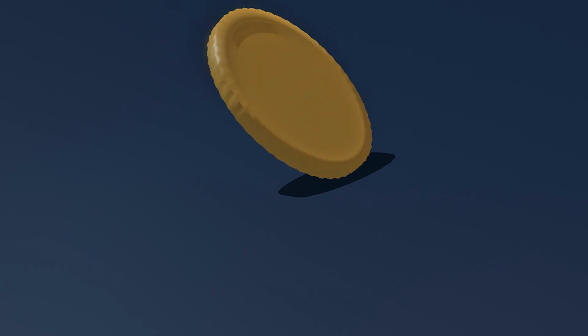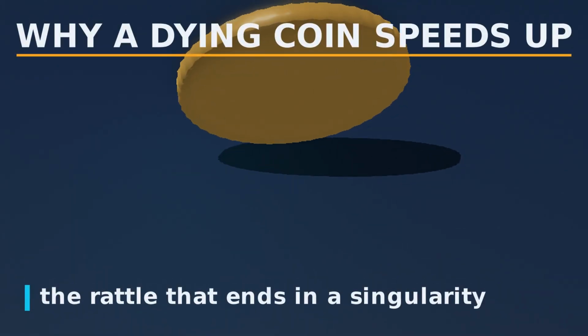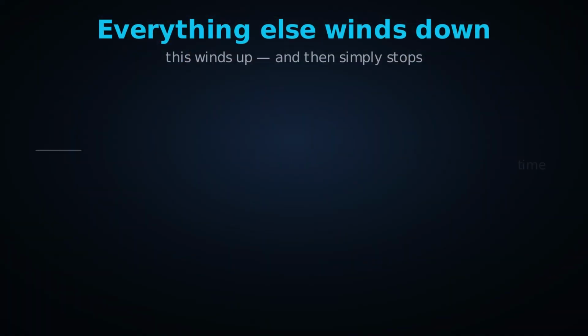Spin a coin on a table. Near the end, it does something odd. It does not slow down and topple. It settles onto its rim and it starts to rattle, and that rattle gets faster and louder, right up to the instant it stops dead. Think about how strange that is.